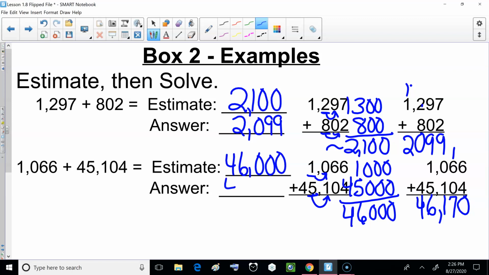And my answer was 46,170. Notice we're off by 170 from our estimate. Is that still reasonable? You betcha, because that's still pretty close, even though we're still 170 off, because these are really big numbers that we are dealing with. So we're going to pause the video right now so you can write down these notes to help you out with yours, problems that you're going to try to solve right away.